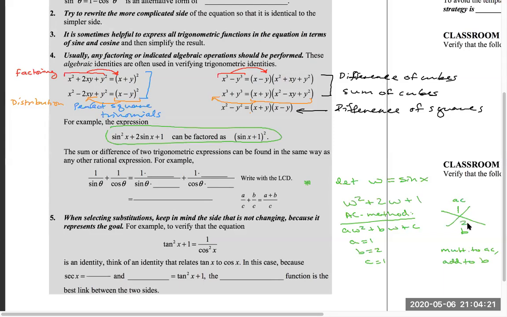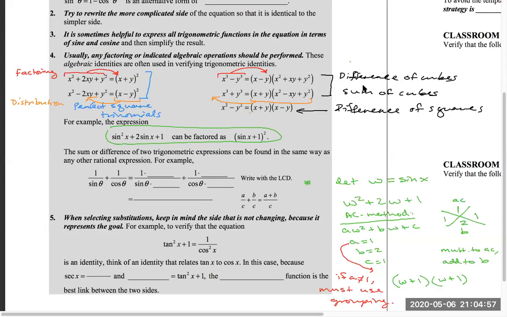So those numbers would be 1 and 1. So we have the factors w plus 1, w plus 1. One other note: if a is not equal to 1, you must use grouping. We'll see that when we need it.